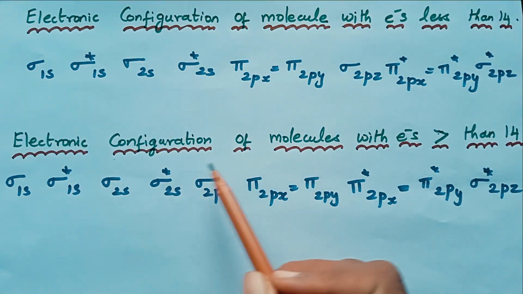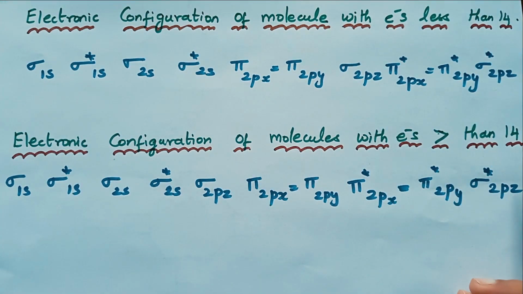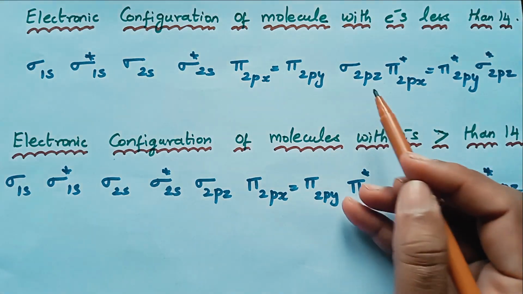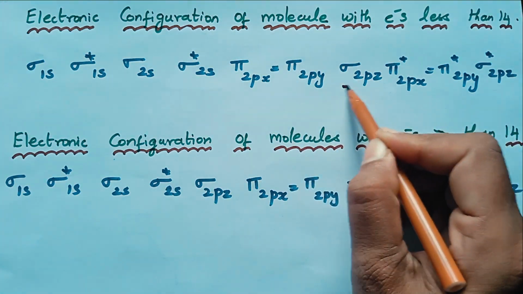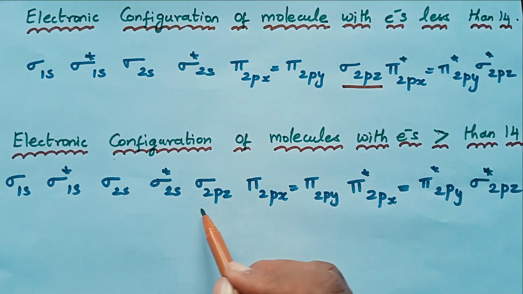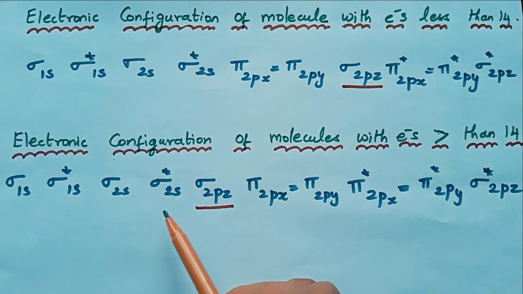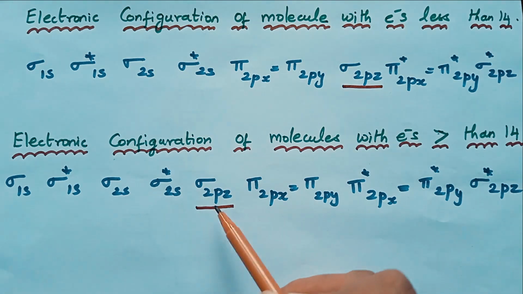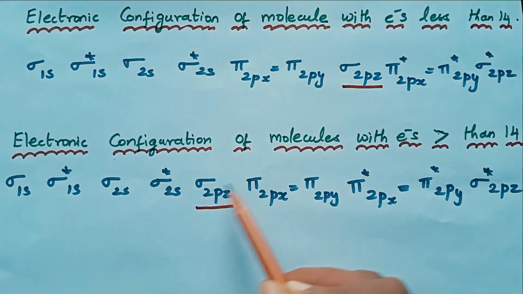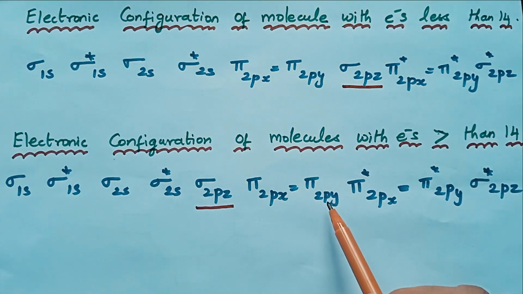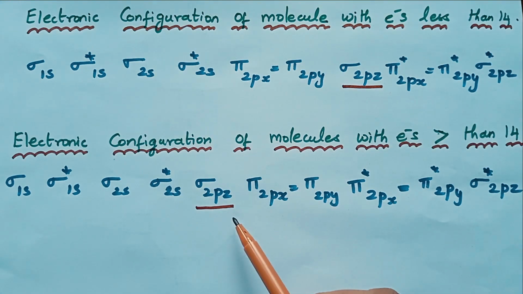Now, the electronic configuration of molecules with electrons greater than 14. Both are the same, only one thing is different. Here, after pi you get sigma 2pz, but here it comes in front itself. Like sigma 1s, sigma star 1s, sigma 2s, sigma star 2s. After that you have to write sigma 2pz. Then your pi 2px equal to pi 2py will come. This is the only difference between this one and this one. You should remember this, then only you can write the electronic configuration and draw the molecular orbital structure also.